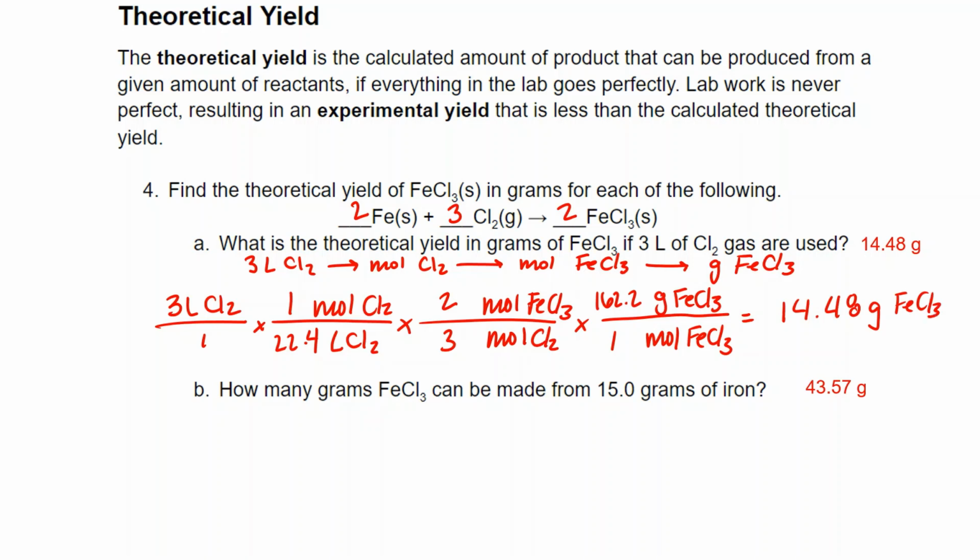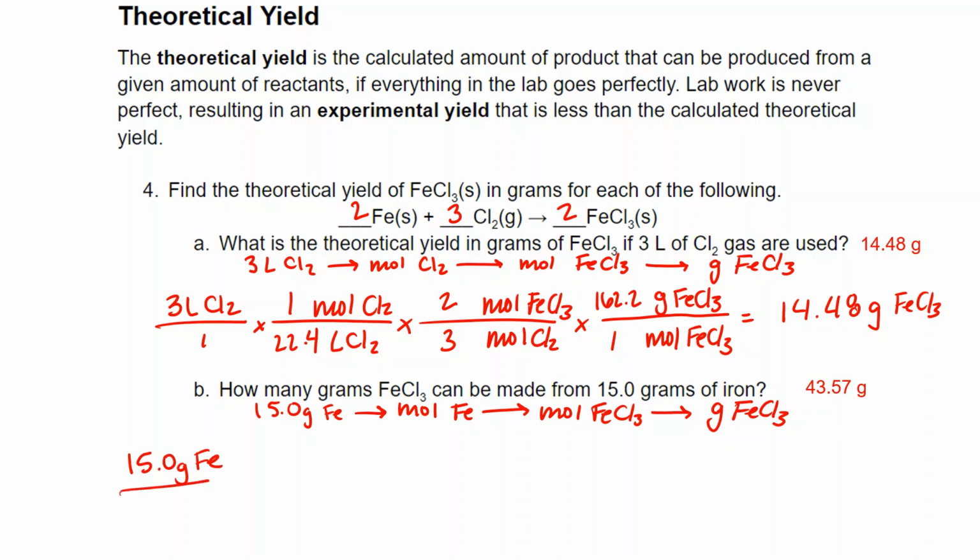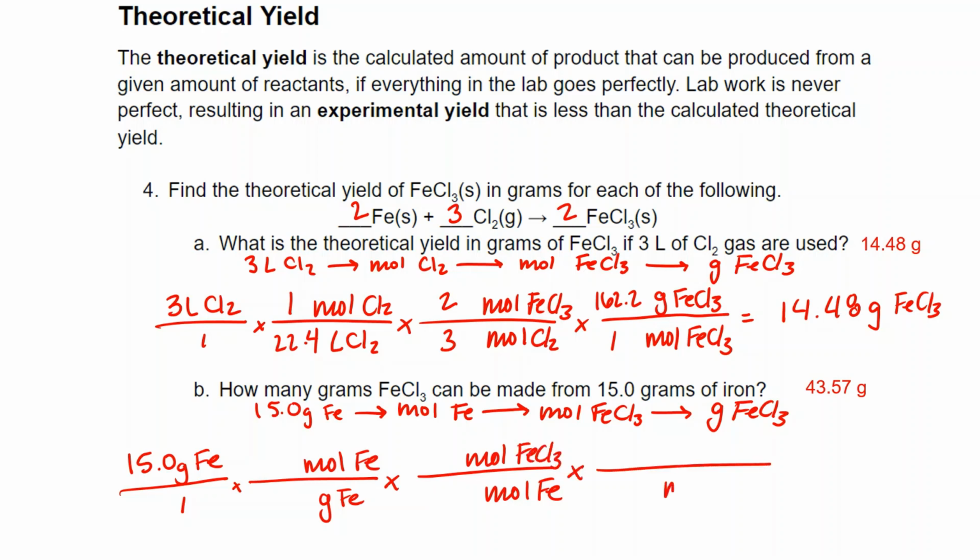In B, we're going to be calculating grams of FeCl3, but this time we're starting with grams of iron, which will convert into moles, which will convert into moles of FeCl3, and then into grams, just like we did with the previous question. So I'm going to start with my 15.0 grams of iron. I need to change grams of iron into moles of iron. And then I can use my mole ratio to change moles of iron into moles of FeCl3. And then finally convert my moles into grams.